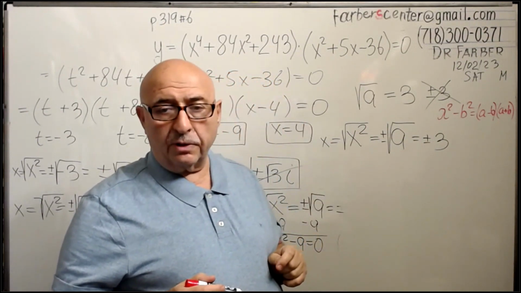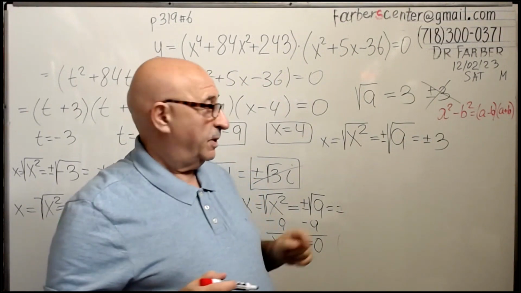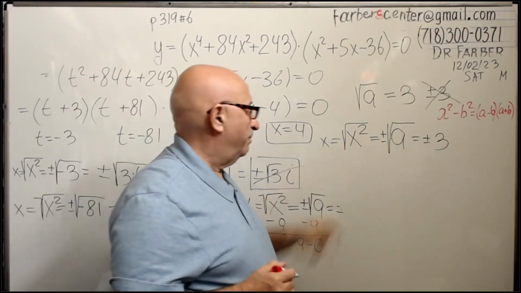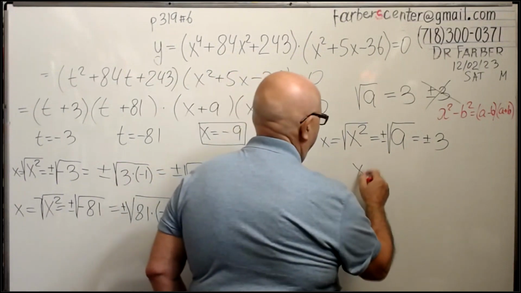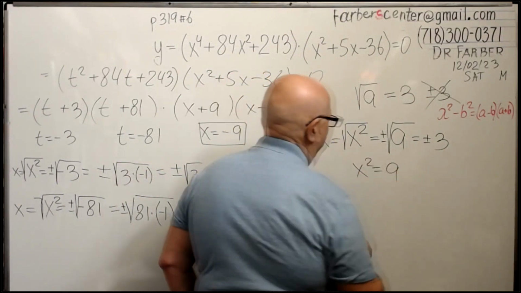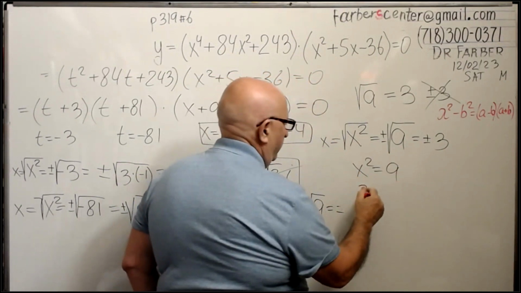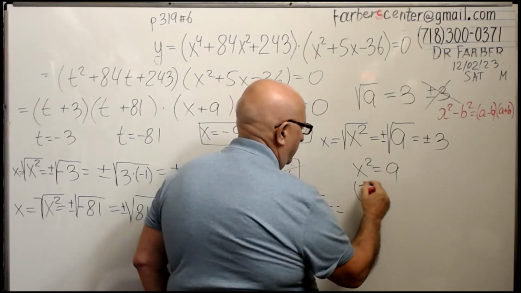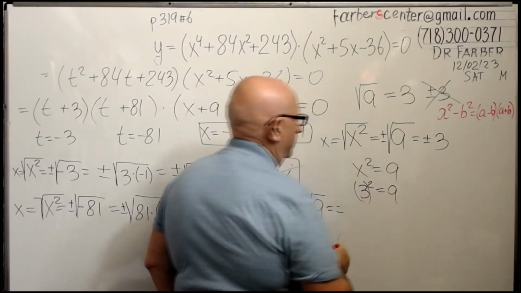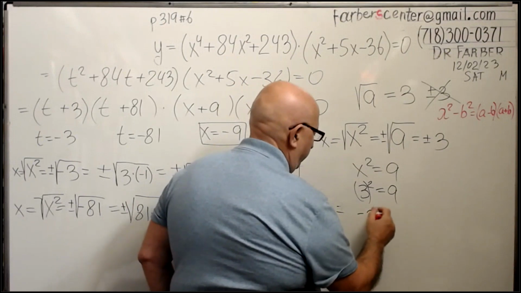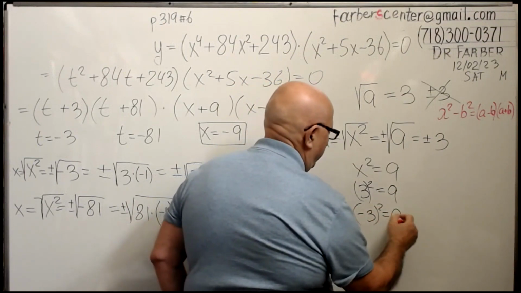And how do we usually check this equation? Easy. Take this value and plug it in here. Look at this, the original equation: x squared equals 9, right? Is 3 to the second equal to 9? Yes, it is. Is negative 3 to the second equal to 9? Yes, it is.